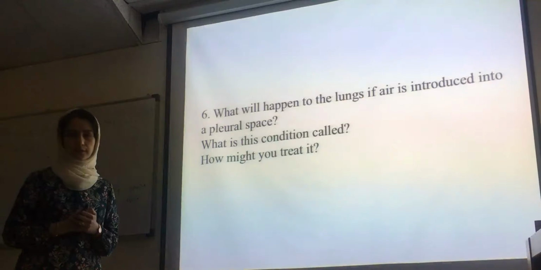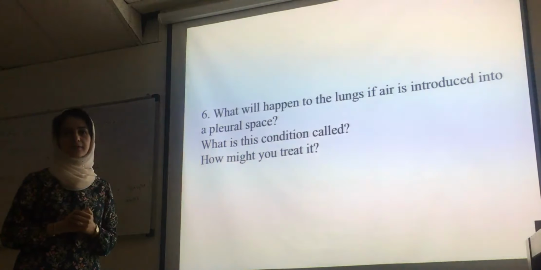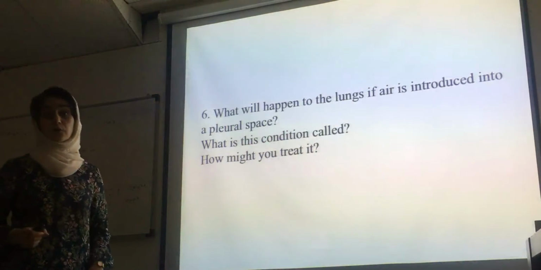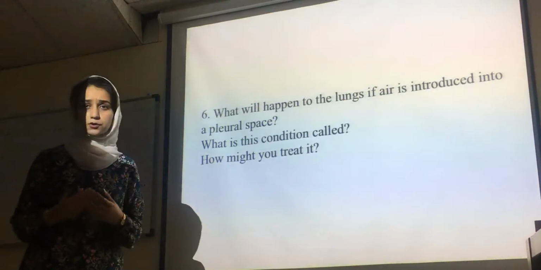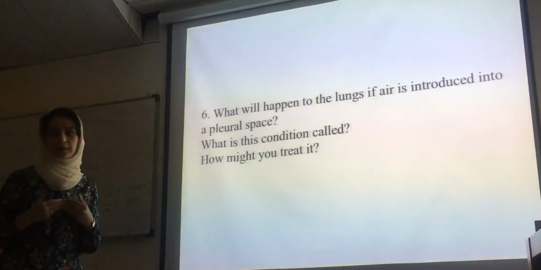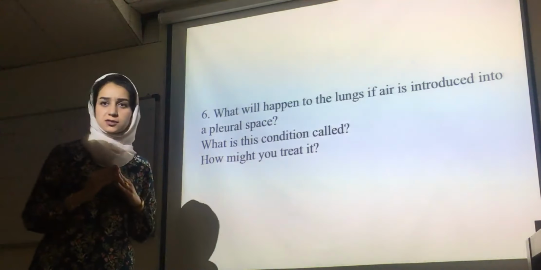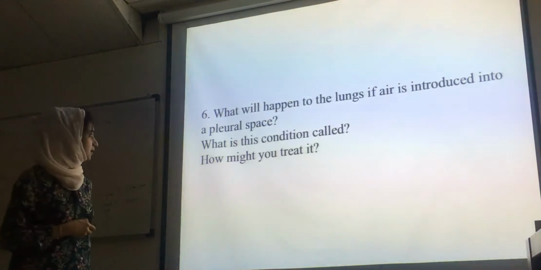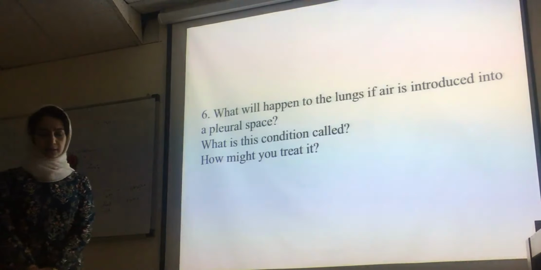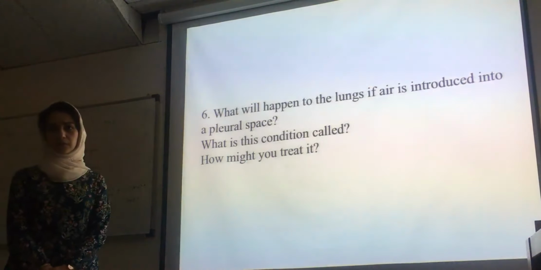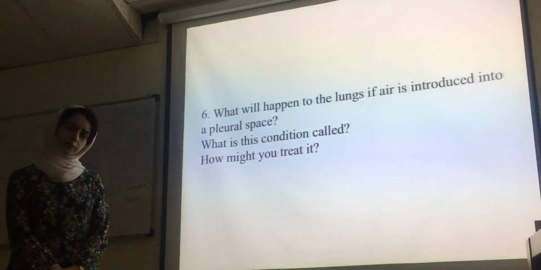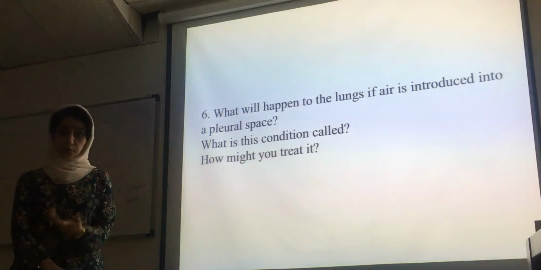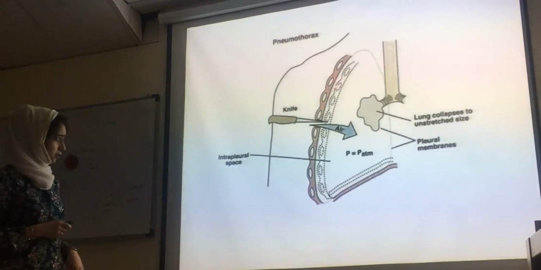What do you think happened to the lung? I think you know, of course, there is collapse. What is this condition called? This is called pneumothorax, because of the presence of air in the pleural space. Pneumo means air, pneumothorax. How might you treat this patient? If you have a patient like this, what do you think we have to do? We have to remove this air, because the problem is this air that causes the collapse.